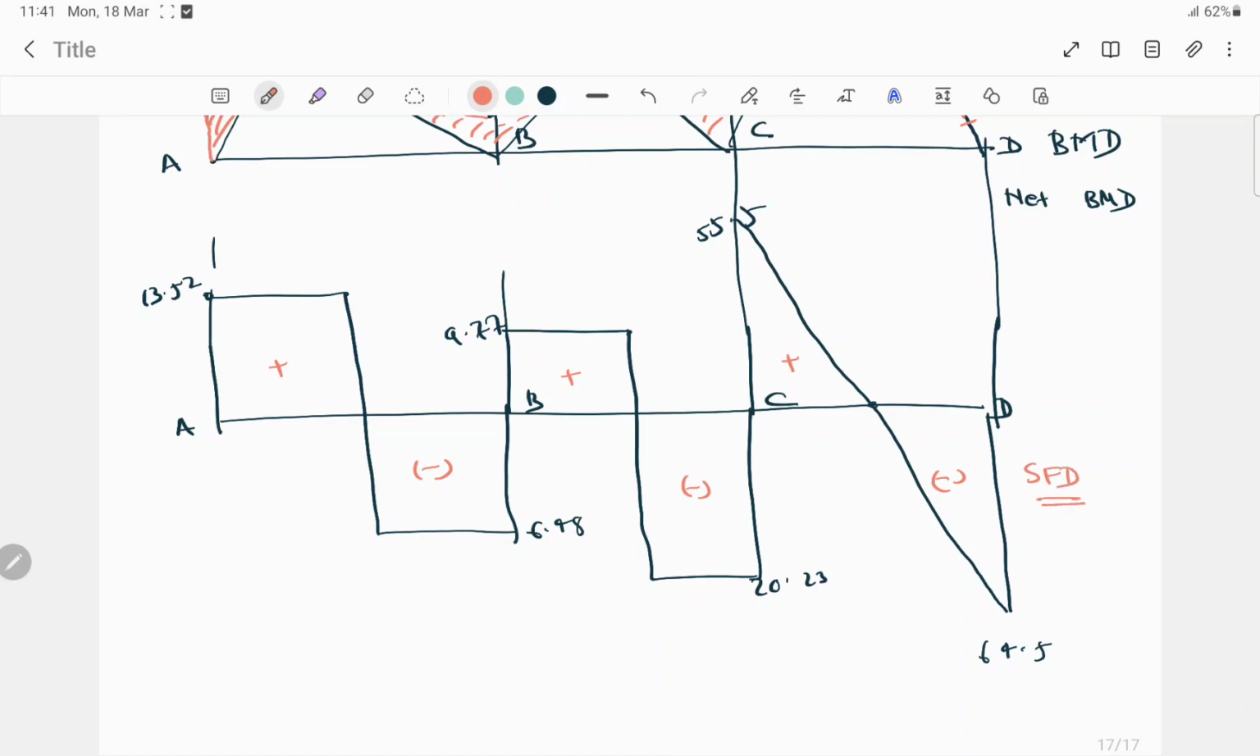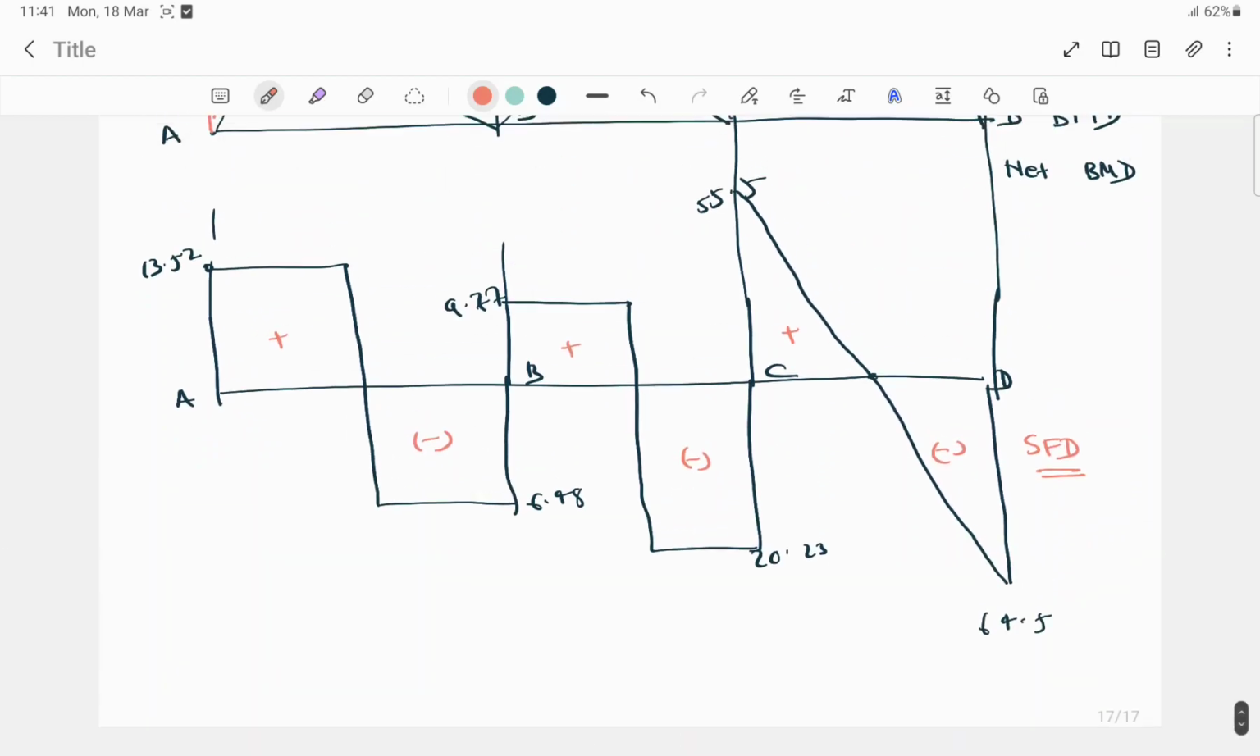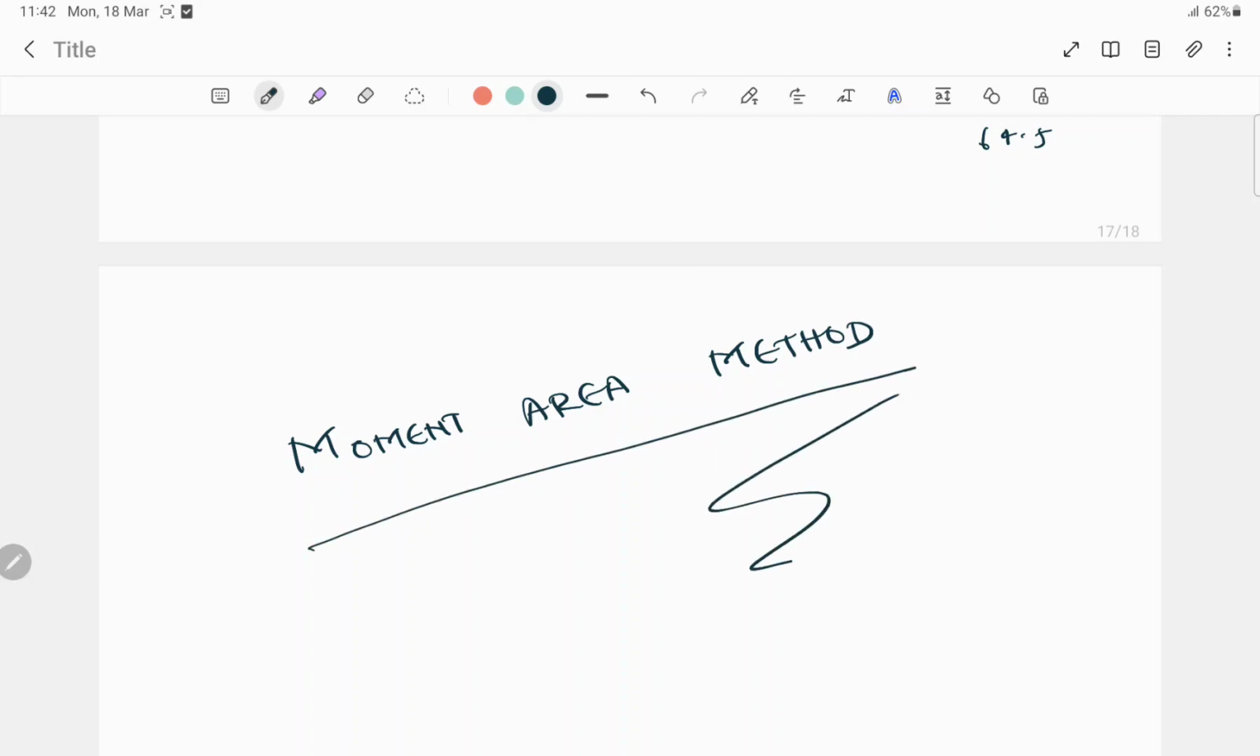So this was all about the slope deflection method, and in my next video I will be solving a problem based on the moment area method. Okay, thank you.